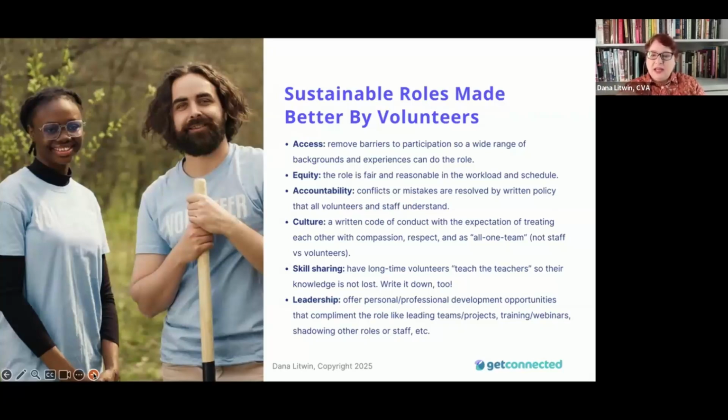And one of the best ways you can do that is, if people want to go into a leadership role, and everybody does, you offer that personal and professional development opportunity that complements the role, like leading teams or projects, doing those training webinars, shadowing. And I've even had volunteers that are a very long time absolutely train new paid staff who get onboarded. They shadow a volunteer in a kitchen of Project Open Hand to learn how the kitchen works. So having that sense of leadership and rewarding those long-term volunteers, if they want to, with sharing that knowledge, I found really helps people be engaged and stick around.